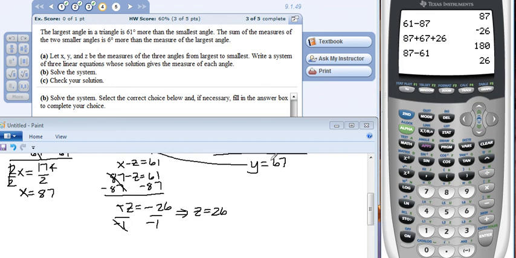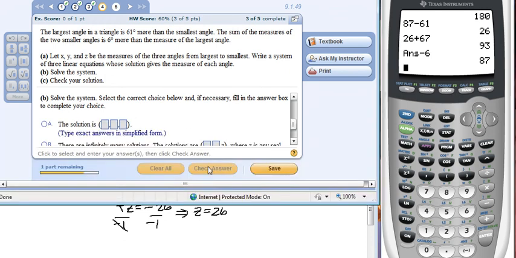Okay, so I'm going to add these two. Is that 6 more than this one? Well, let's try it. 26 plus 67 is 93. Is 93 6 more than this? Well, let's subtract 6 and see. Does it get to 87? It does. So you can check your parameters.